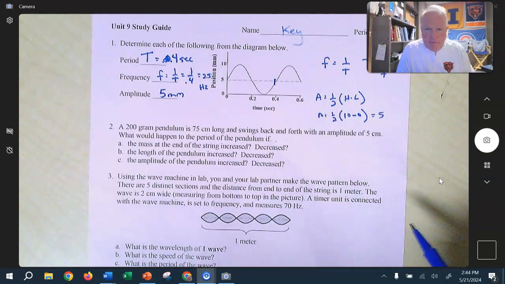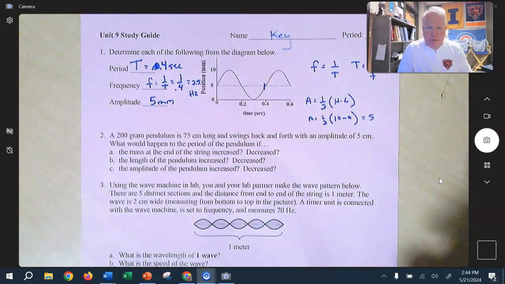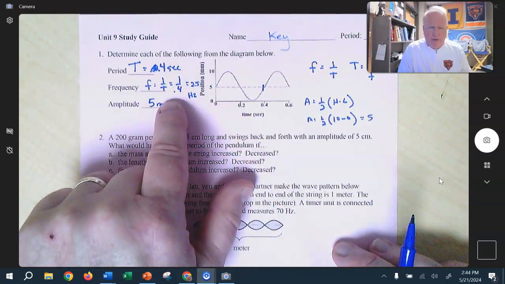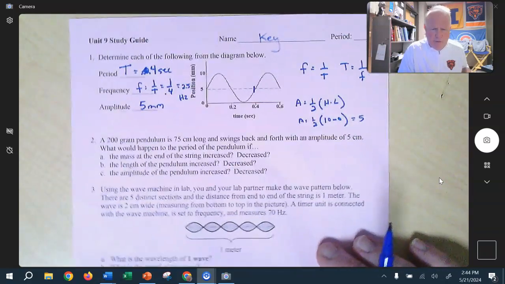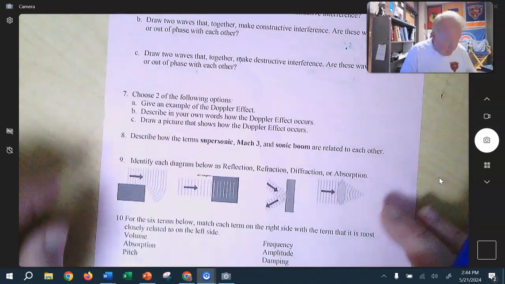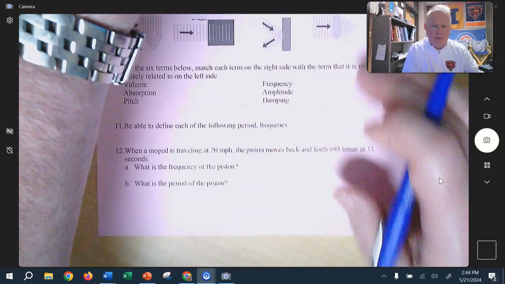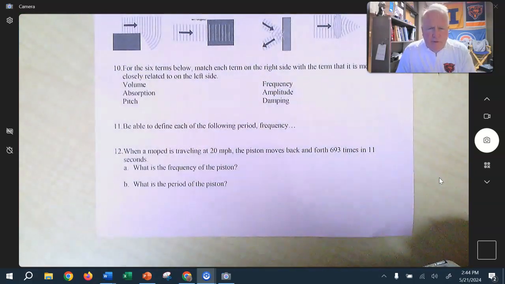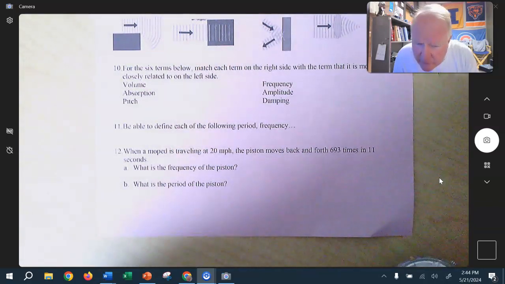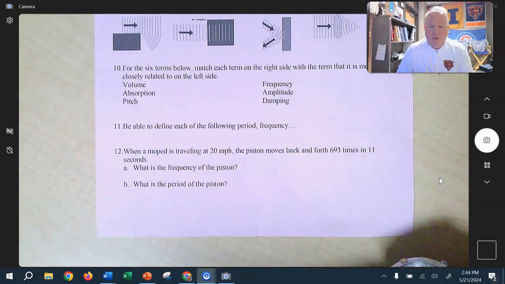So that's the first problem, which asks you for period, frequency, and amplitude. What else can we do? Well, we can do it with this problem way down here in the back of the pink one, the last one. Now, instead of giving you a wave, we give you some words. It says a moped is traveling at 20 miles per hour. The piston moves back and forth 693 times in 11 seconds. How are you going to do that?